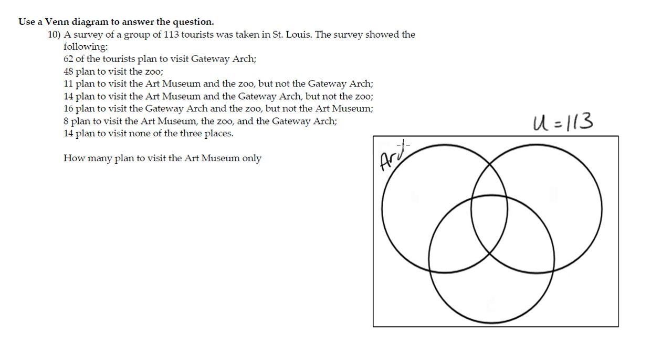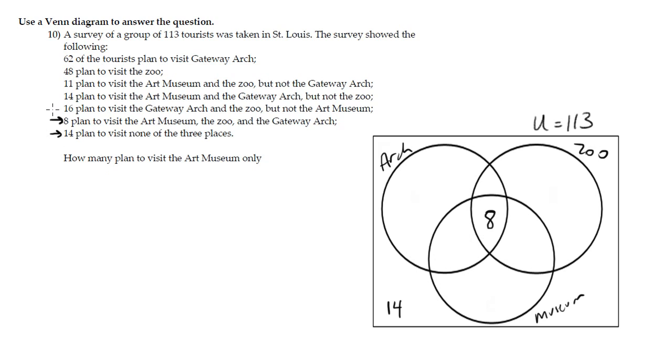So I've got the Arch, the zoo, and the museum. Now, we know with these Venn diagram situations, we always start with the intersection of all three regions. That usually comes at the end here. So 14 plan to visit none. Let's put that in there, 14. 8 plan to visit the art museum, the zoo, and the Gateway Arch. 8 plan to visit all three, so they go in the intersection of all three.